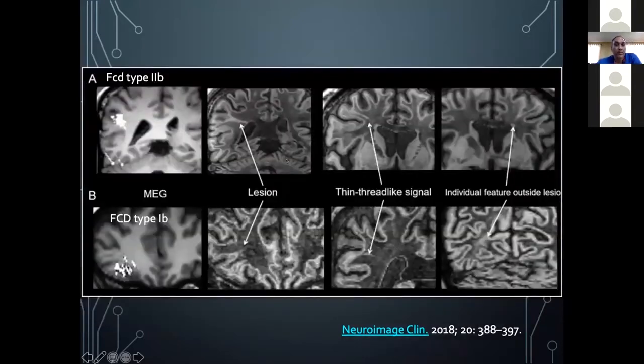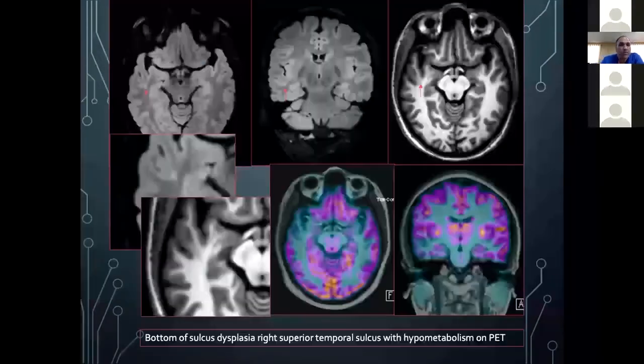This is another example from the same study where they have used the MEG to localize, and you can see the tail or transmantle sign even in type 2B. But here in the type 1B case, at the depth of the cortex, there's a subtle signal abnormality which was not seen on the FLAIR images and could be identified only using this water and white matter suppress sequence.